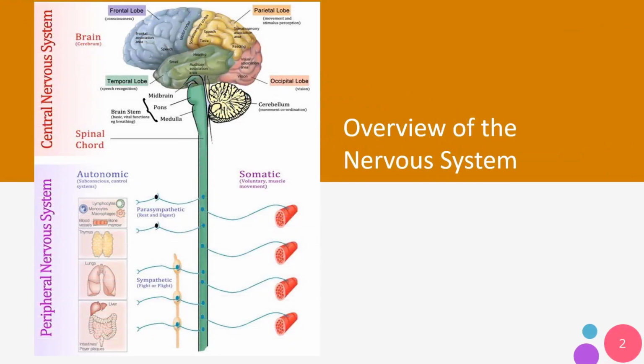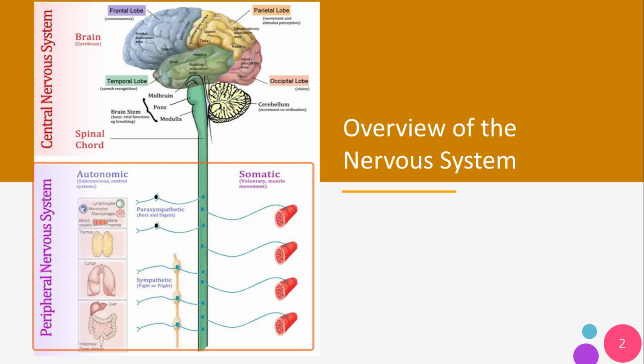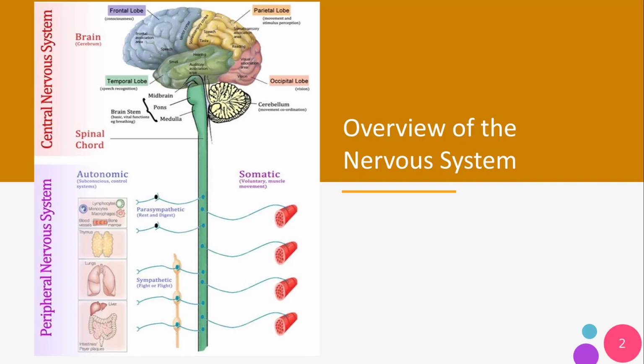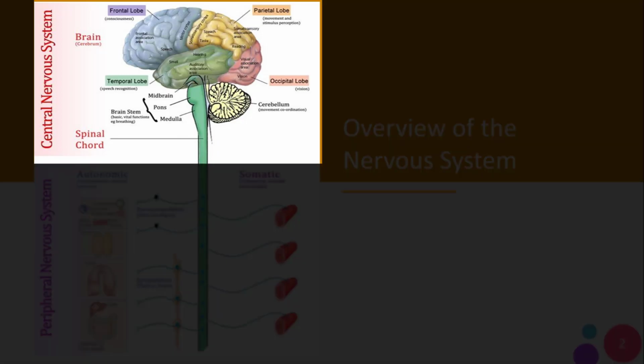We can divide the nervous system into two primary categories, the central nervous system and the peripheral nervous system. The central nervous system, or the CNS, is the central primary area of the nervous system. It includes the brain and spinal cord, as well as the nervous tissue, connective tissue, and blood vessels that are supporting the brain and spinal cord.